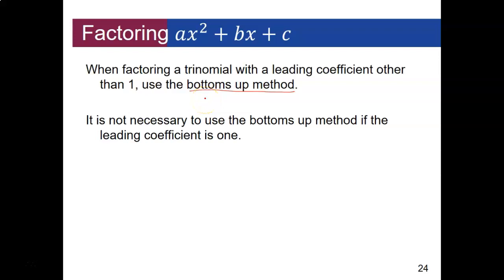So if you have 1 as your leading coefficient, then you would do what I was just doing on the two previous examples. But if you do have a leading coefficient here, the bottoms up method is going to be an easy method to use. You may have done trial and error before for these type problems, or you may have done a method called grouping. I'm going to briefly go over grouping just in case that is how you have learned to do these in the past.